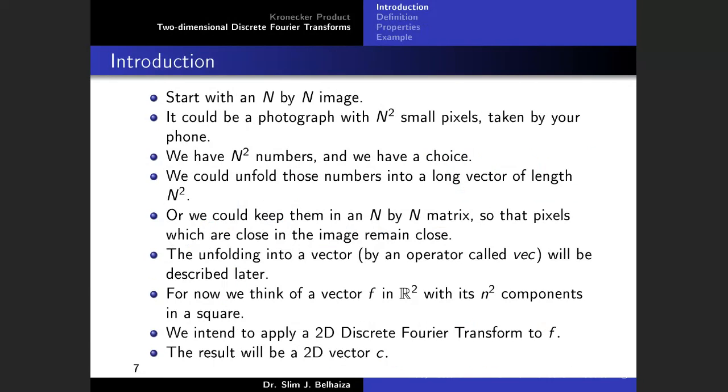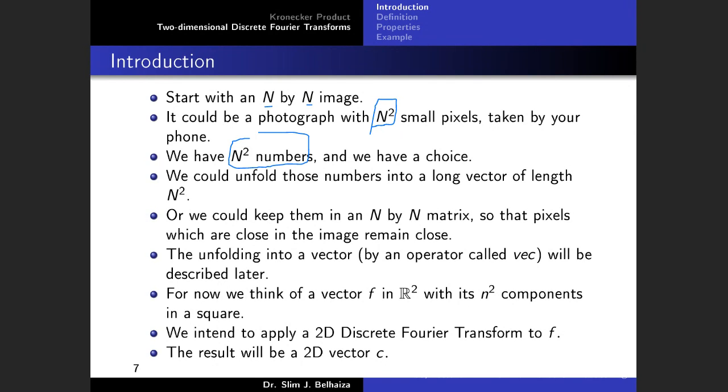Now I'll talk about the introduction to the two-dimensional discrete Fourier transform. As we've seen in 4.1, we've seen the one-dimensional case. Now let's suppose we are starting with an n by n image. This image could be a photograph with n squared small pixels taken by your phone. If you remember, we talked about image processing when we talked about PCA and SVD. For these n squared pixels, we have n squared numbers.